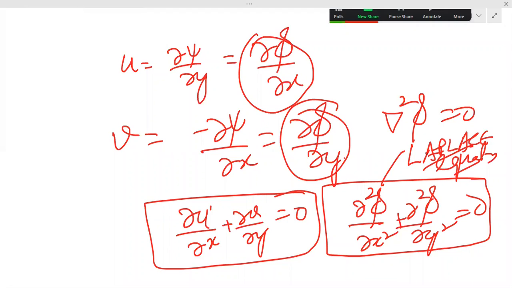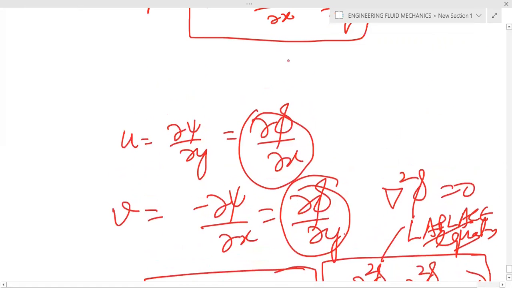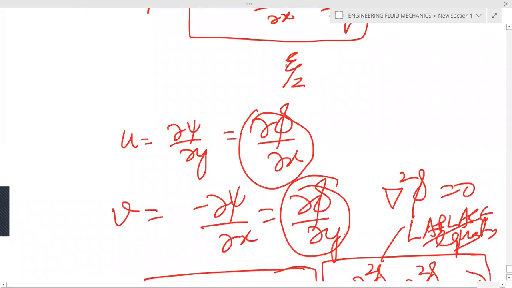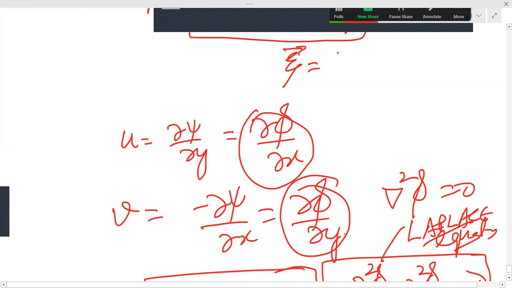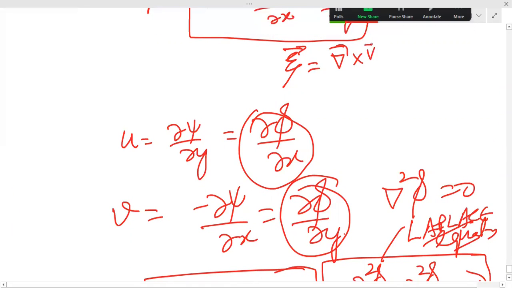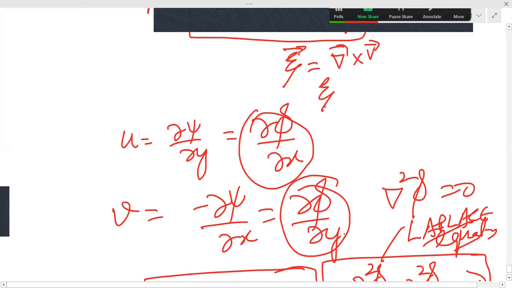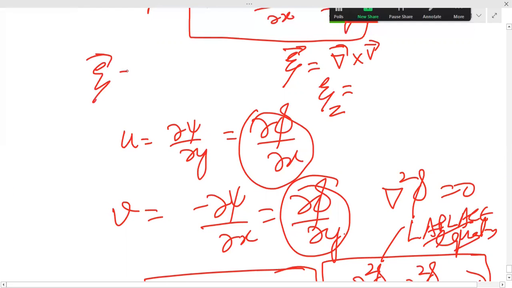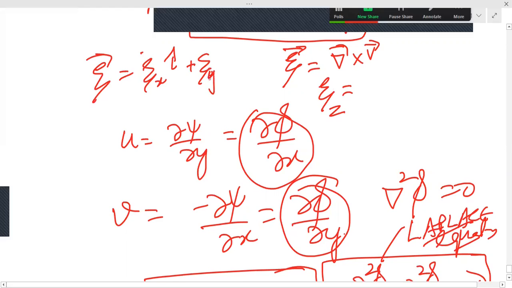And we also know that for irrotational flow condition, if I ask you what is the vorticity vector, you know that it is del cross V. And if I ask you what is zeta z, what will be your answer? Zeta is a vector such that it has vorticity components in x, y, and z directions. So what should be the answer?